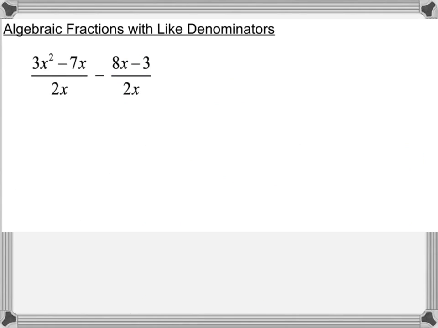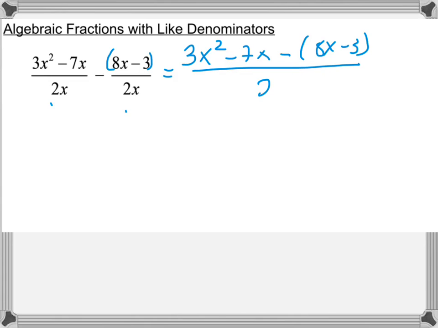Okay. All right, so let's go through algebraic fractions. We're going to have the same three categories, ones that have the same denominator. If they have the same denominator, then what you can do is just subtract the numerators, but recall that when you subtract, you have to subtract that whole binomial. So we have 3x squared minus 7x minus 8x minus 3 all over 2x.